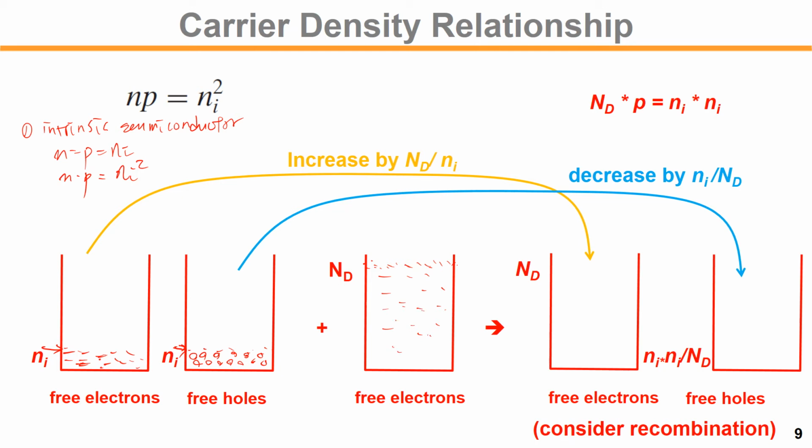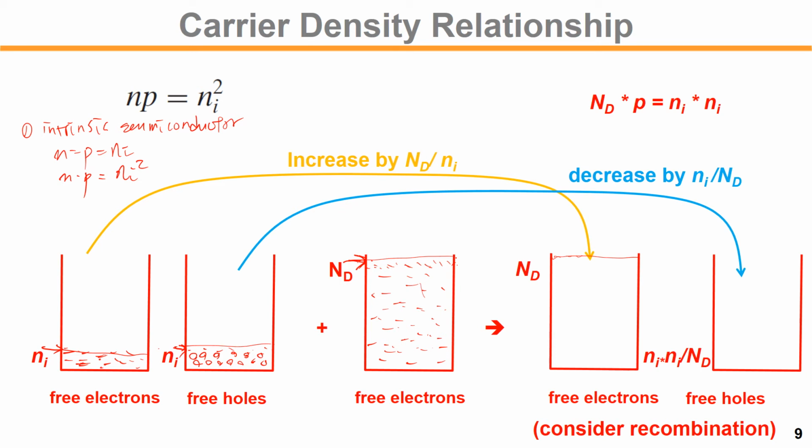Now we add impurity, a large group 5 material, lots of free electrons, pouring into the intrinsic semiconductor, for example silicon. If you add this much impurity, after adding the impurity, how many free electrons would there be? How many there? You may think of Nd plus Ni, right?